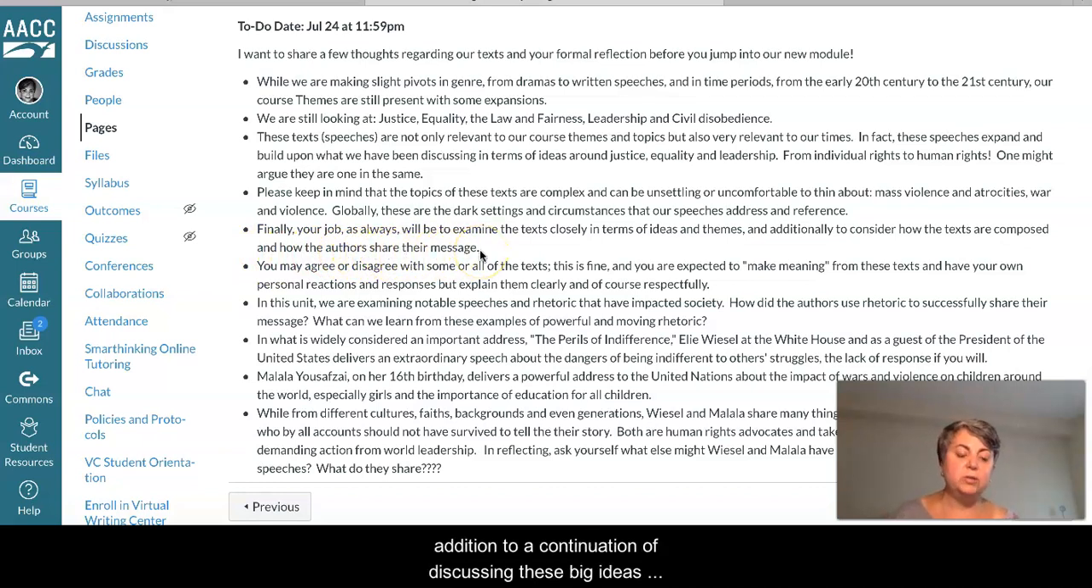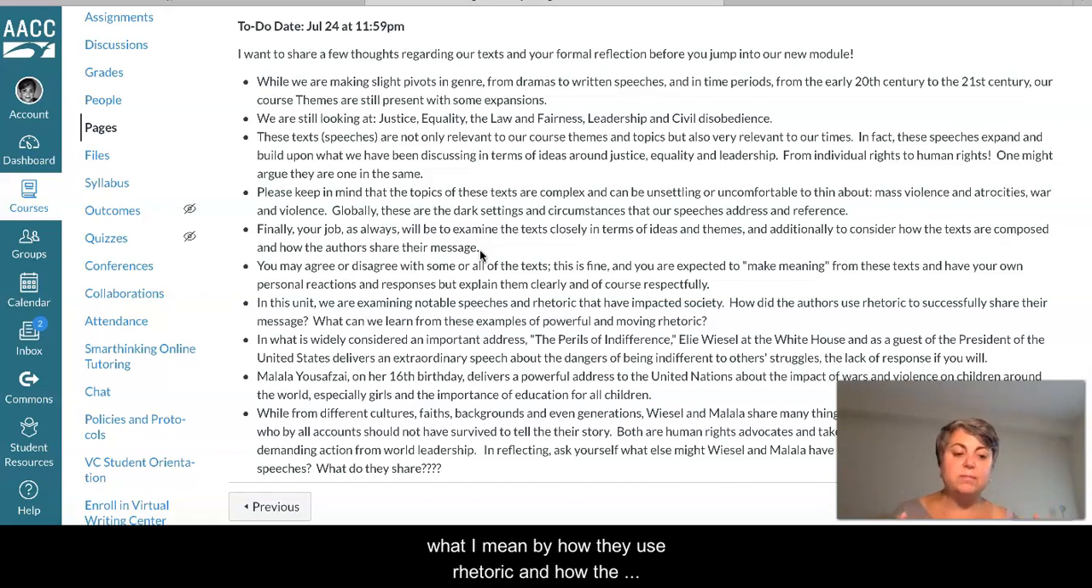So in addition to a continuation of discussing these big ideas about justice and equality and leadership, we want to take a look at how the authors of these speeches use rhetoric. Rhetoric can be very loosely defined as effective communication or the art of persuasive communication. And the authors of these speeches are definitely writing and delivering these speeches in order to persuade. They have a message, they have a theme that they want to share with their audience, okay? And they are definitely writing to persuade. So we're going to take a look at how they've constructed these speeches. For example, the imagery, the stories, the references maybe to other cultural events or history or authors, and the language, like the words, the phrases, any use of repetition.